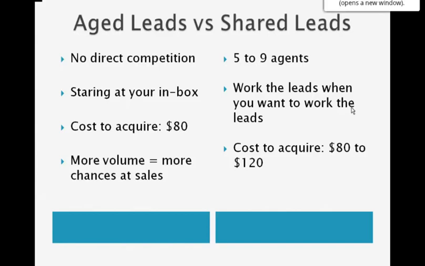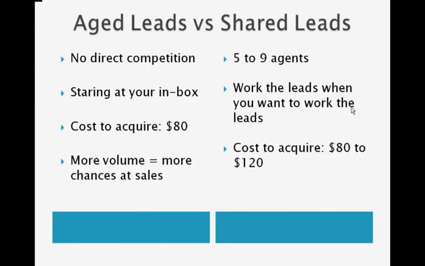Third is, ironically, it's almost the same cost to acquire a client with aged versus shared. It's going to be about $80 on average to acquire a client working aged internet leads, where the average cost of an aged lead is about $1. It does vary. It can go lower than that depending on volume, and it can go up to about $1.50, but the average is about $1.